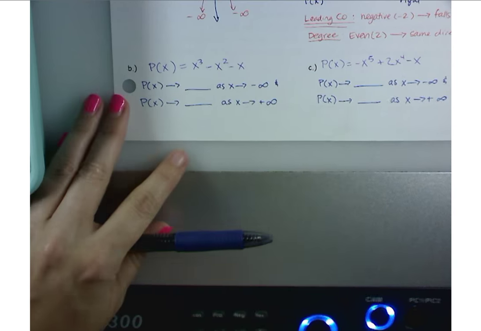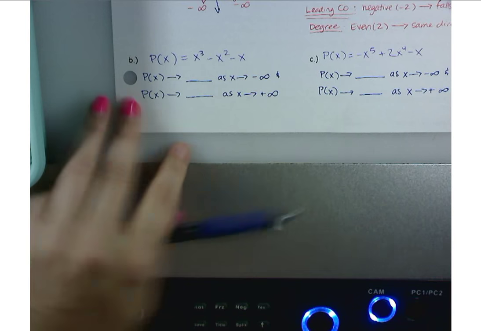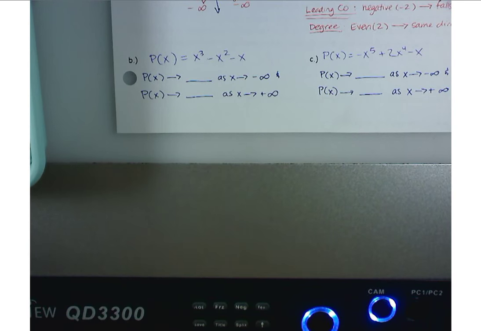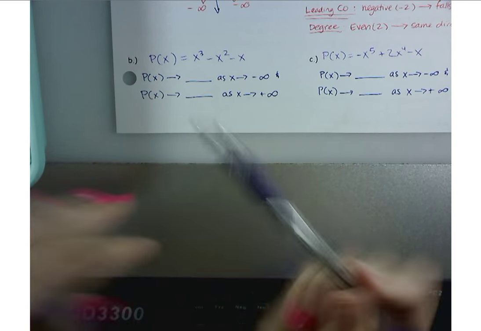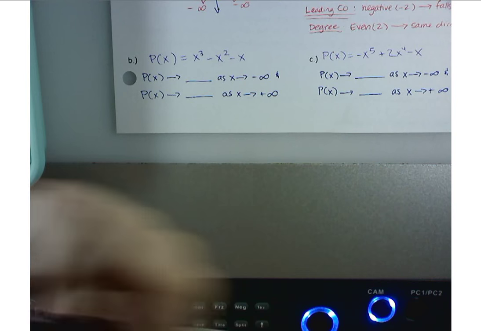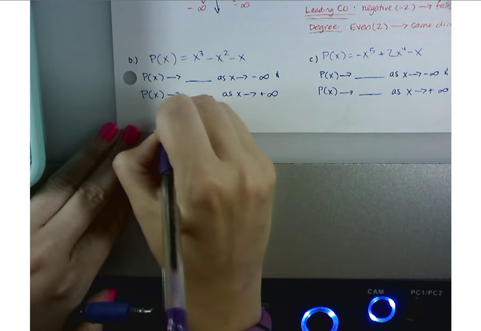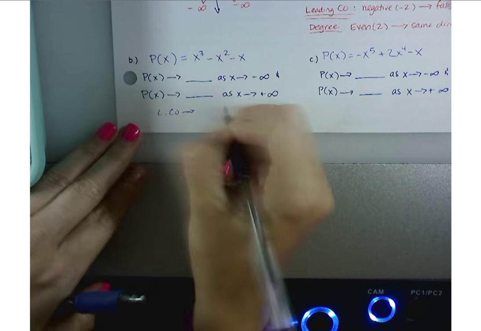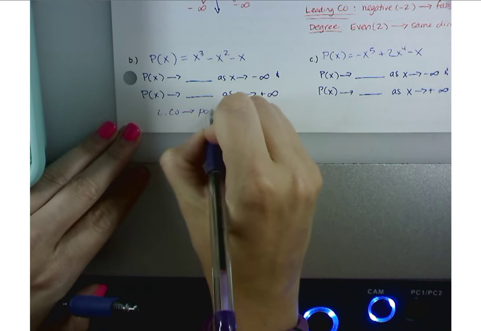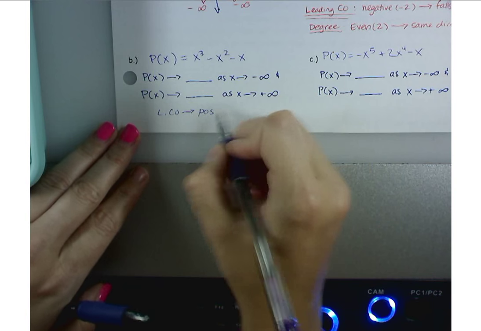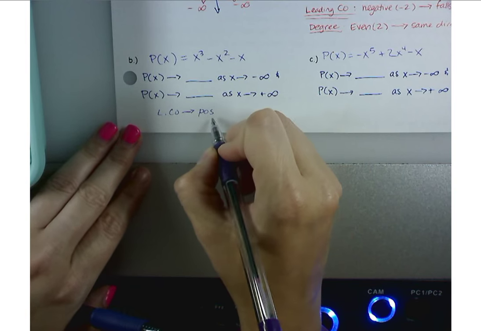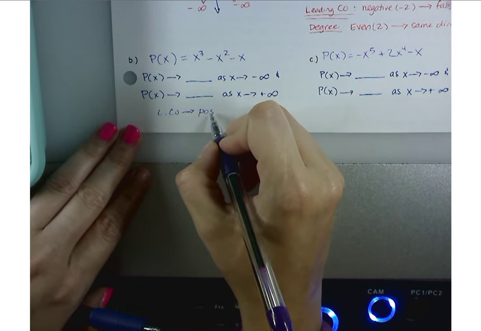Alright, so Nick, what do I have to know about part B? Help me fill these in. Degree and weighting coefficient. Okay, good. So what do we know about the LCO? It's positive. Yep. And if it's positive, what does that mean? The y would be negative, the p of x would be negative.